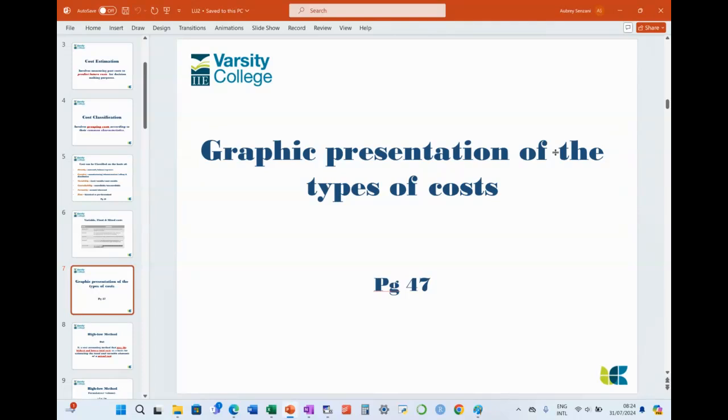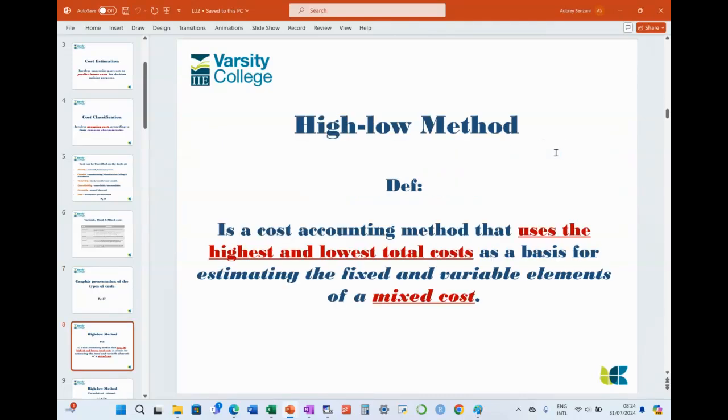Does that make sense? Because this, I think, would be rather easy. Okay, then the next thing we want to talk about is this thing called the high-low method. The high-low method is our way of identifying or estimating the fixed and the variable elements of a mixed cost.